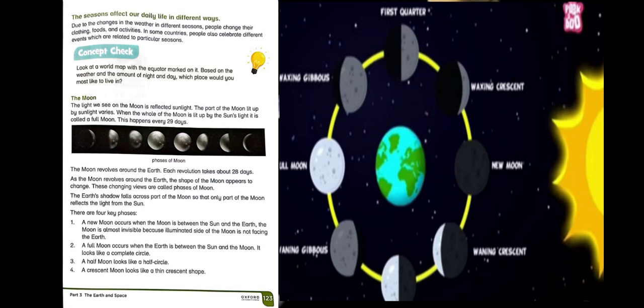Here you can see this is the full moon and it looks like a complete circle. The full moon occurs when the earth is between the sun and the moon. Here you can see the earth is between the moon and the sun. After full moon, again there is a waxing gibbous. After a few days, it changes into third quarter. And after a few days, it changes into waning crescent. Again the new moon, and this cycle repeats.